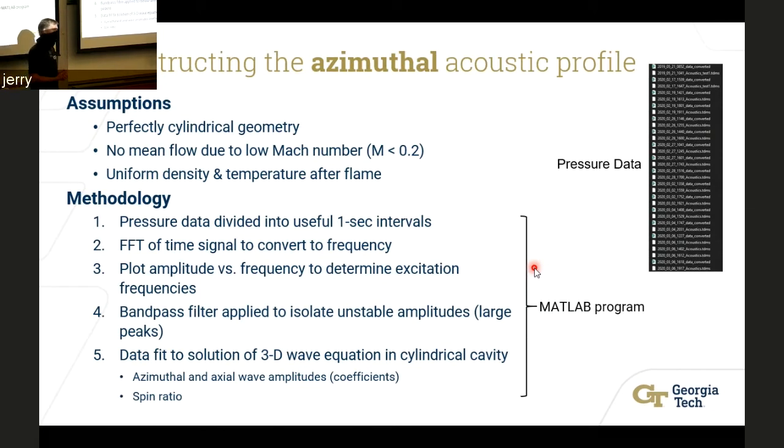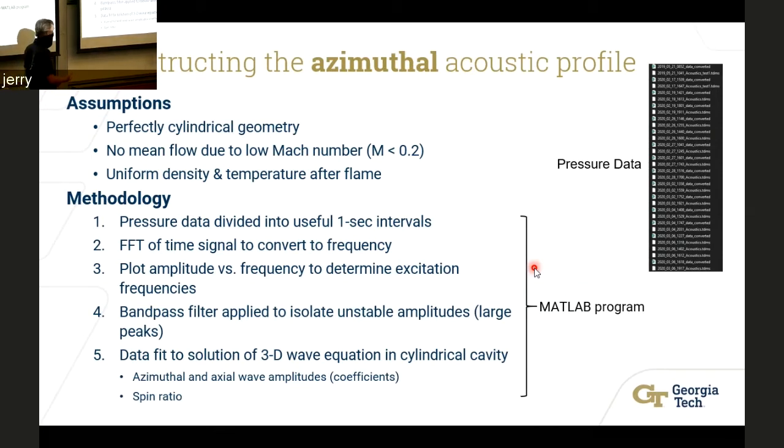What that allows us to do is plot the pressure amplitude as a function of frequency. You might be wondering why we do that. We do that because we want to see where there are amplitude peaks, and we want to find the corresponding frequency, because instability modes is another way of saying, at what frequency do I have this unstable process?